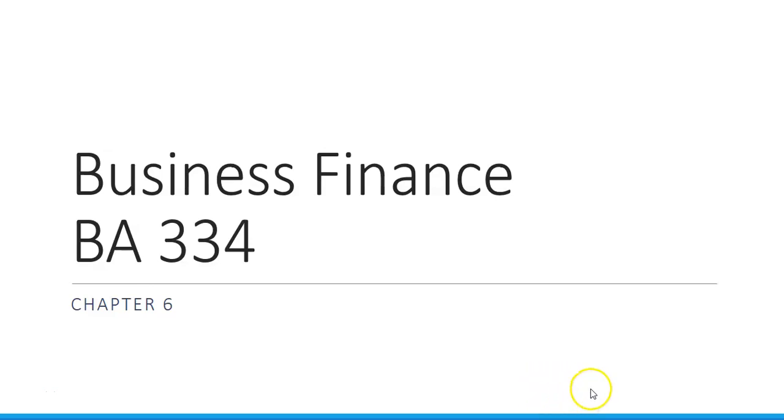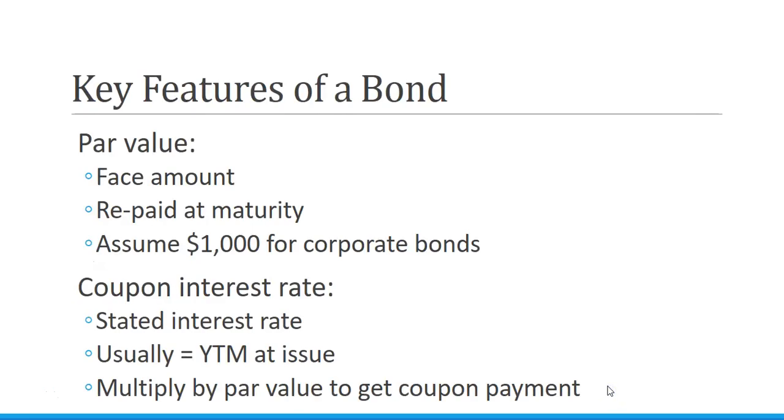Business Finance, Chapter 6. In Chapter 6, we're going to be talking about bonds. So the key features of the bond, if you'll remember some of these terms from Principles of Accounting, we have par value. That's often also called face value. This is the amount that the bond is worth at maturity. For most corporate bonds, this is $1,000.